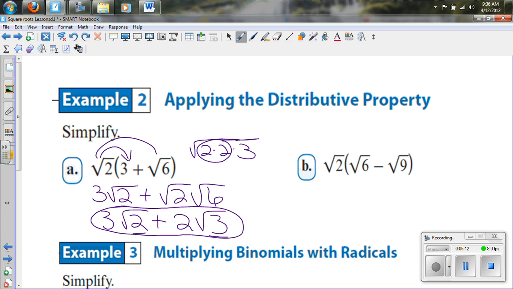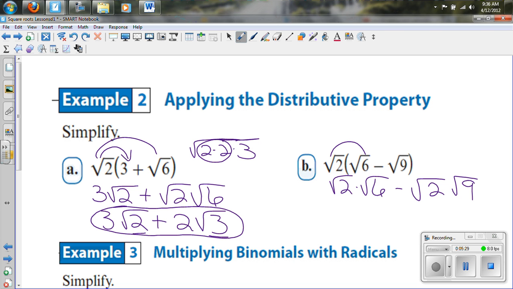So here's another problem, both square roots on both parts. So again, we're going to take the square root of 2 times the square root of 6, and the square root of 2 times the square root of 9. And then we're going to see if we can simplify anything.